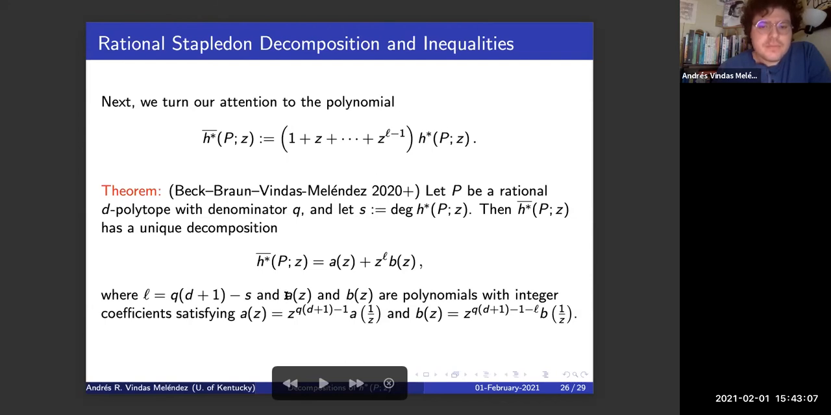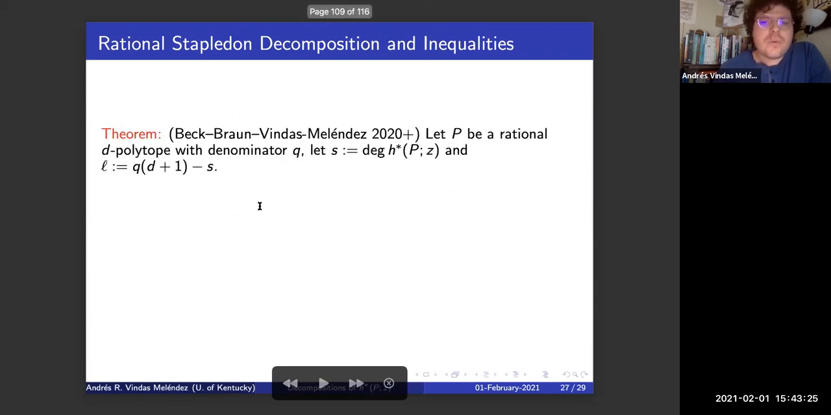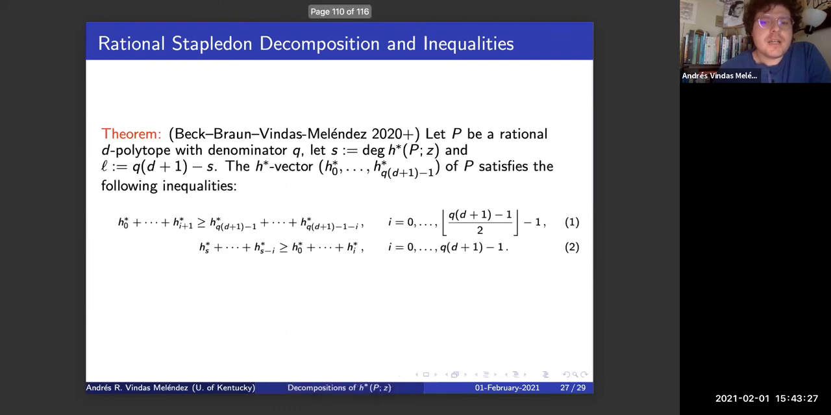And so these two polynomials are symmetric, okay? And they're non-negative, okay? And so from this decomposition of the h star bar polynomial, we present some inequalities. And so for the h star vector, which is just the vector formed by taking the coefficients of the h star polynomial, they satisfy these inequalities, okay?